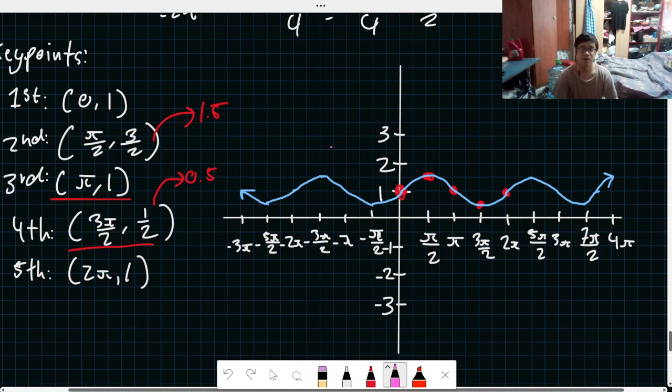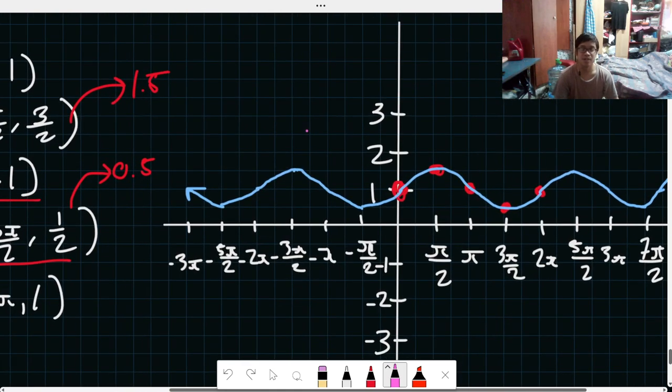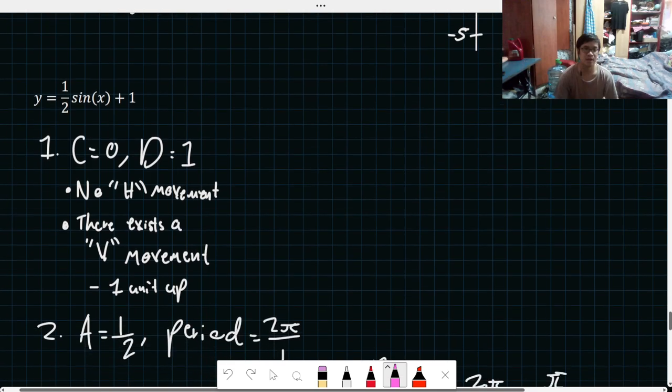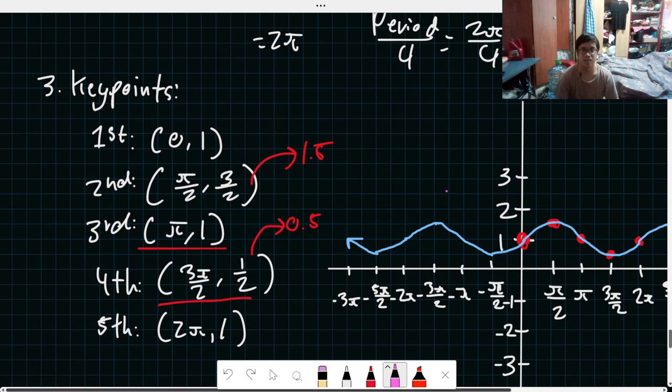See, that means there exists movement or shift, basically. You're going to move your graph at what? To 1 unit long. Okay? So, it states right here, okay? 1 unit upward. Okay? It makes sense, right?